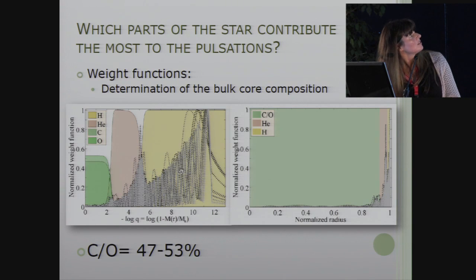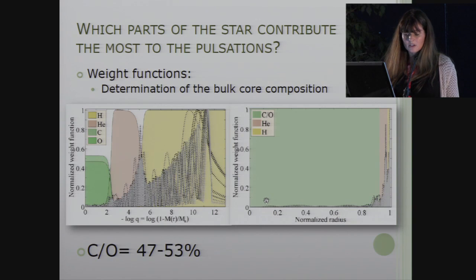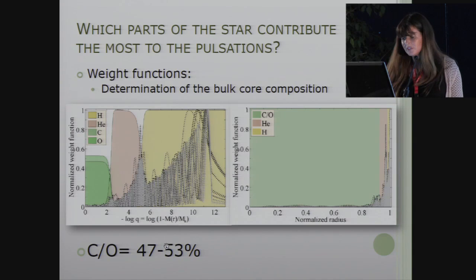So it emphasizes more the envelope. We see mainly that the weight functions are really present in the outermost layers. Here we see the hydrogen layer, the helium layer, and here is the homogeneous core. Here is the same color scheme. But we can still notice a certain sensitivity to the core composition. So based on our optimal model, we get roughly a carbon-oxygen of 50-50%.